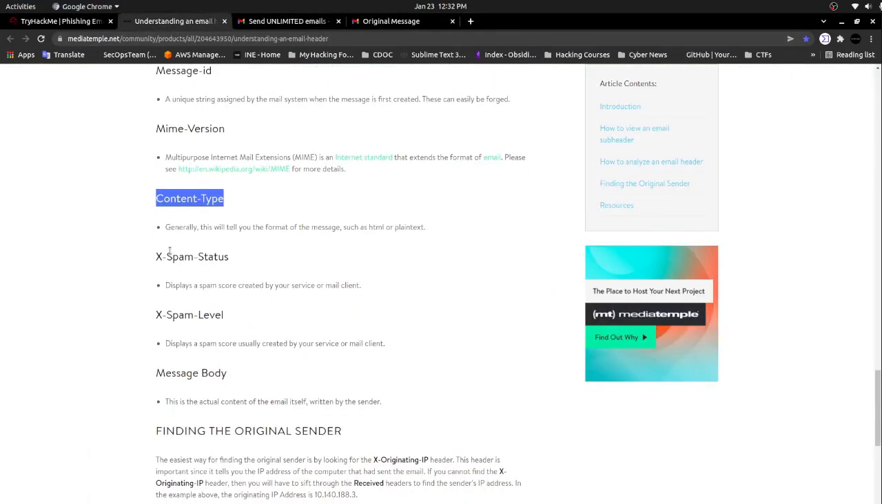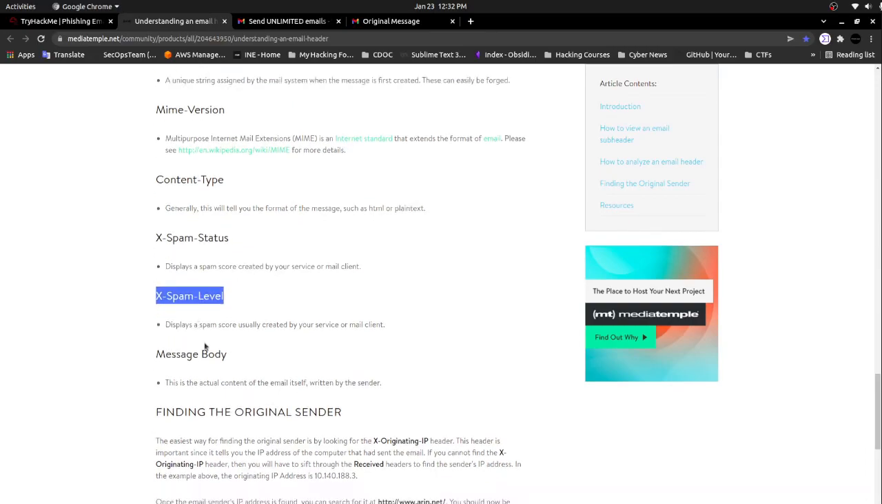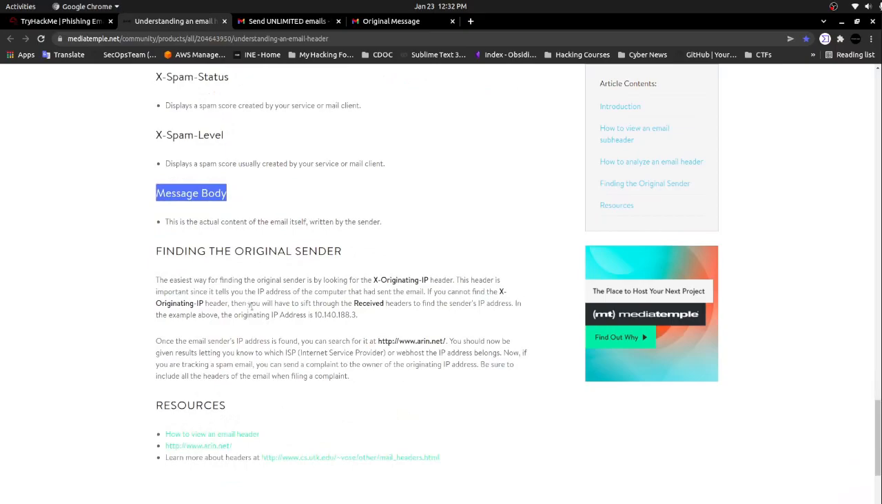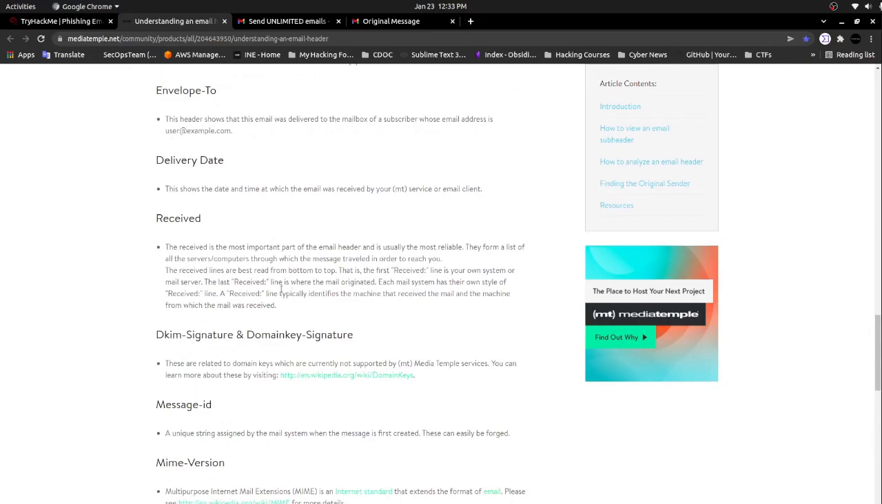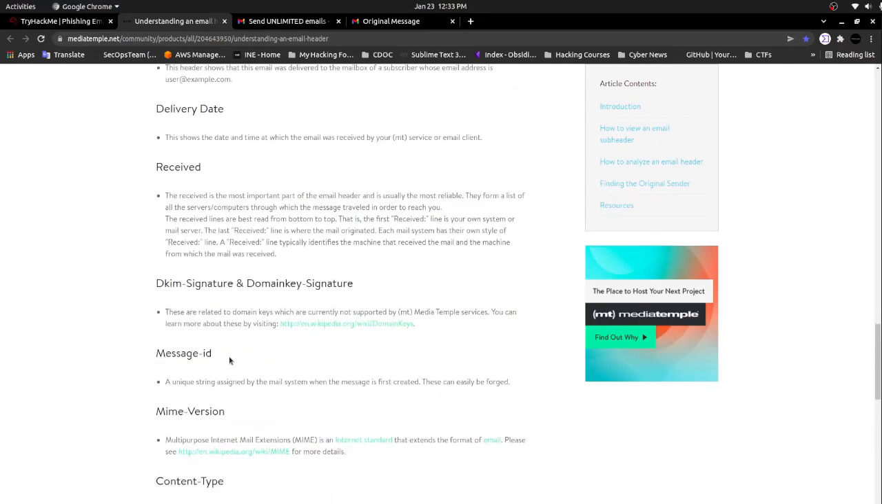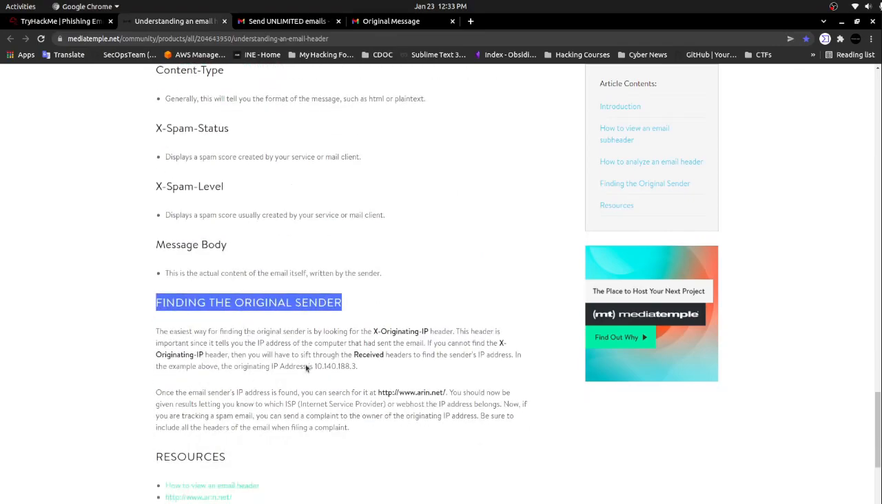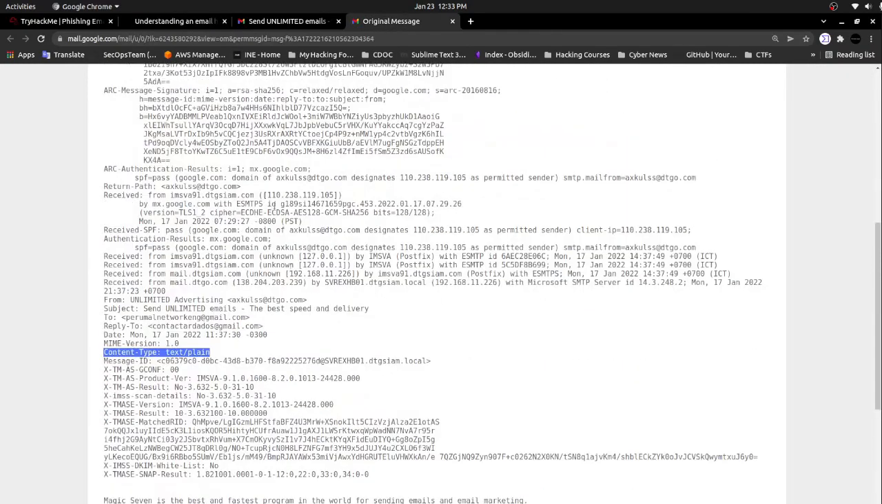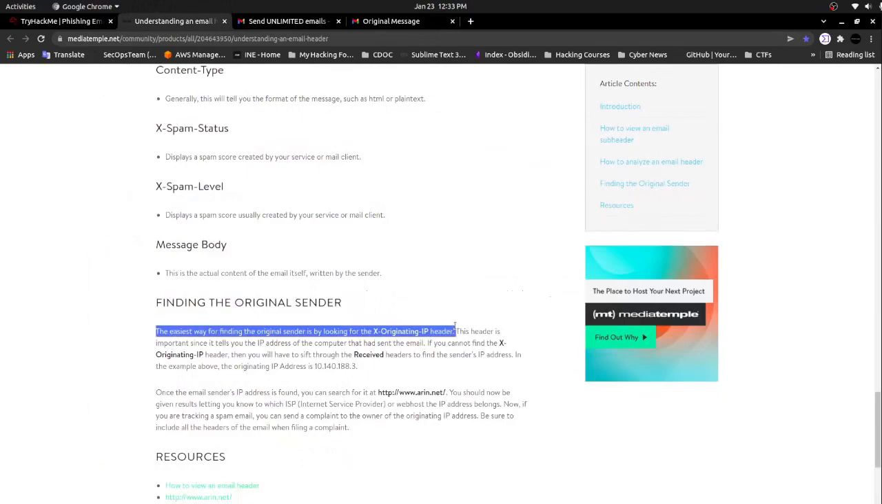Now let's see the message ID. You can see the message ID here as I showed before. They explained it is a unique string assigned by the email system when the message is first created. This can be easily forged. Even this particular entity is subject to forging. MIME version, Multipurpose Internet Mail Extensions, is an internet standard that extends the format of email. And content type is another useful parameter to look for. By seeing the email header, we will be able to understand what sort of content the email contains.